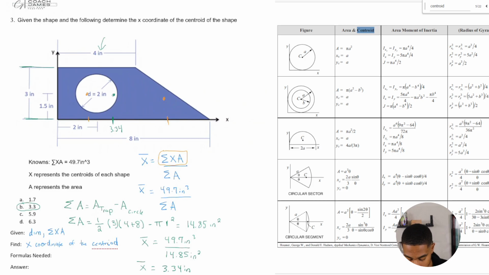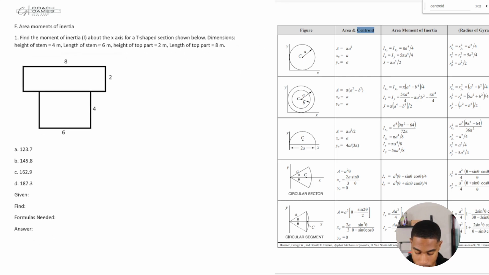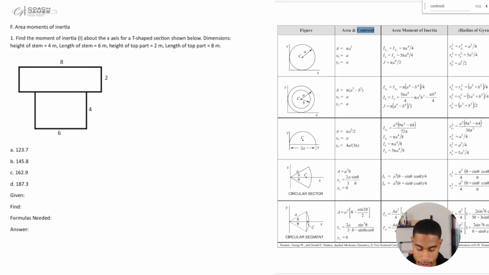Okay. So that concludes centroids. In the next video, we're going to be doing area moments of inertia.